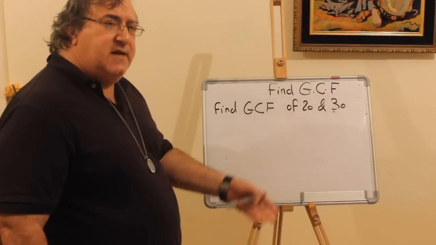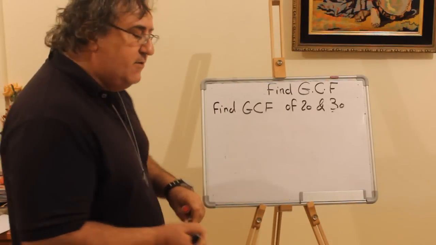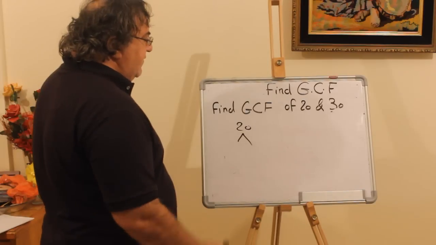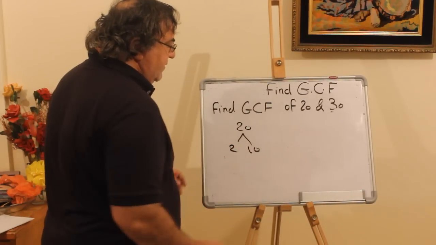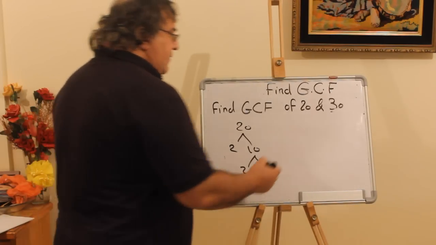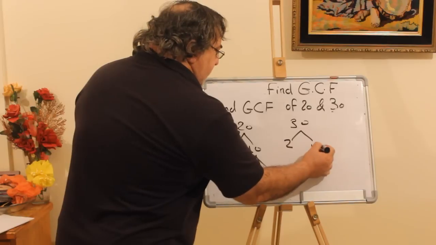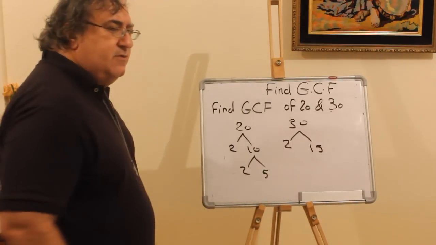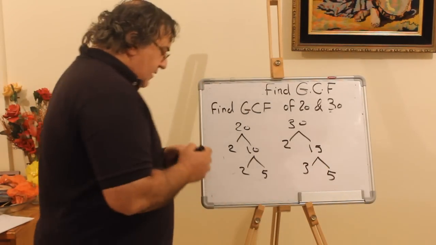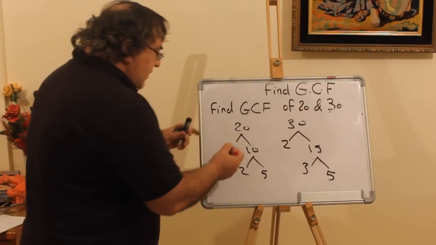Okay, now we use the second method of finding the GCF of 20 and 30 by using prime factorization. 20, I can divide it by 2, which gives me 10. I can divide it by 2 again, which gives me 5. For 30, I can start by dividing it by 2, which gives me 15. 15, I can't divide by 2, so I go to 3, yes I can divide it by 3, so that gives 5.